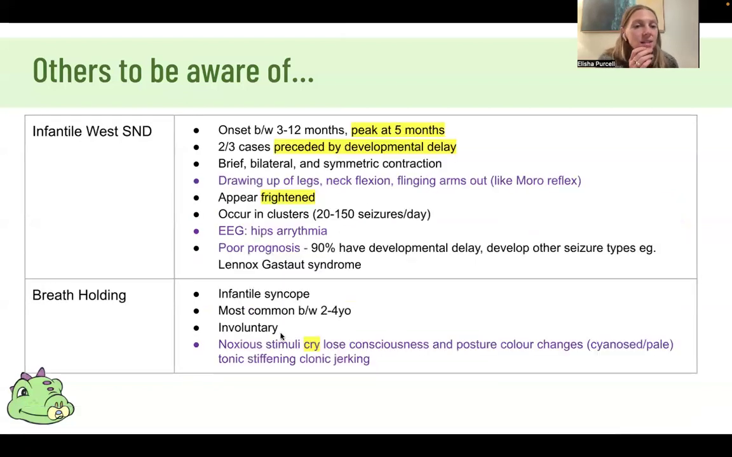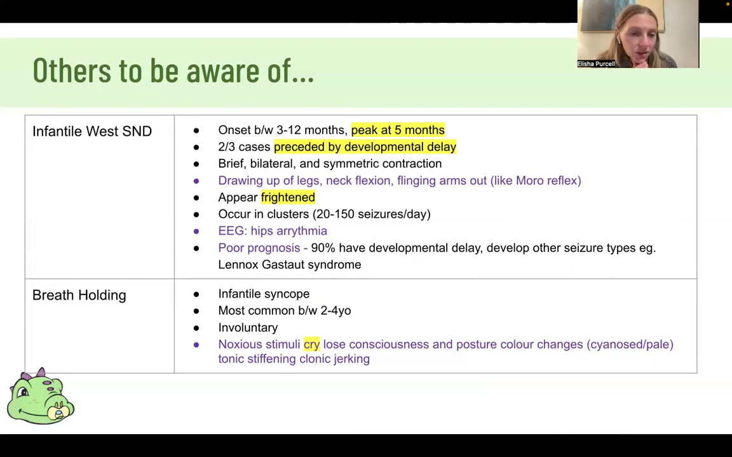Next one, infantile West syndrome. This one's early onset, 3 to 12 months, peaks at 5 months. 2/3 of cases are preceded by a developmental delay. And I should have written here, infantile West syndrome is also known as infantile spasms. So you get that drawing up of the legs, neck flexion, flinging out of the arms, child appears frightened. And yeah, they're the main things. It's a poor prognosis, mainly with the developmental delay.